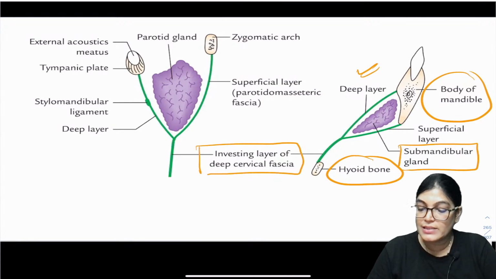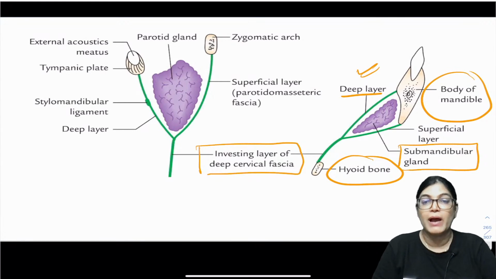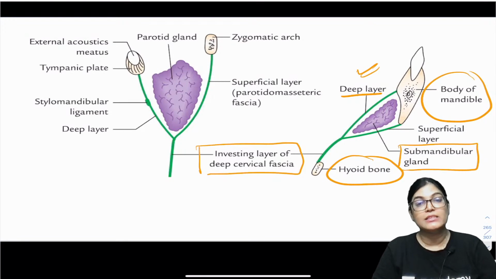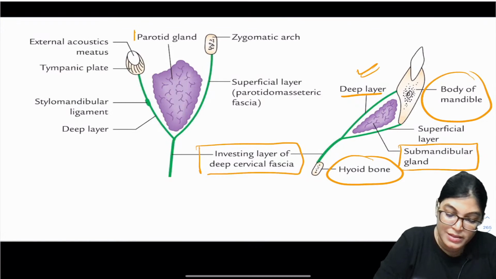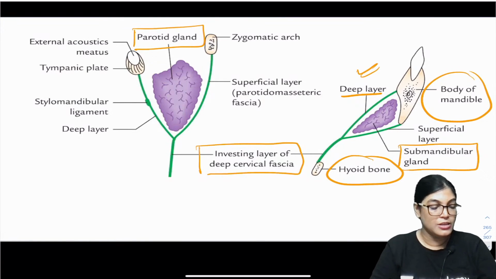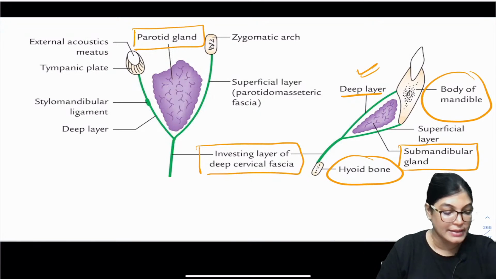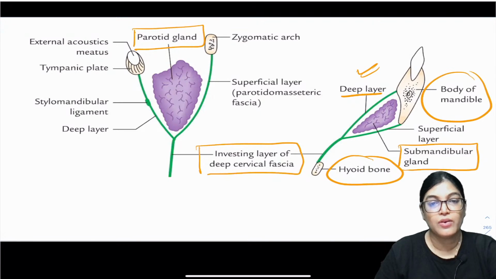Superficial layer is attached to the body of mandible, deep layer encloses the gland and attaches to mylohyoid line of the mandible. Now, posterior to submandibular gland, it again splits and now it is enclosing another gland, that is parotid gland. Got it? So, it is enclosing the parotid gland.